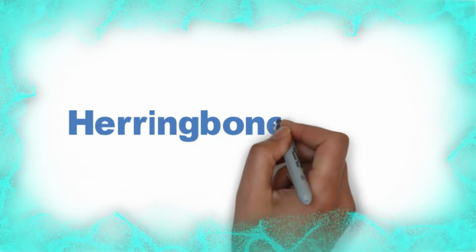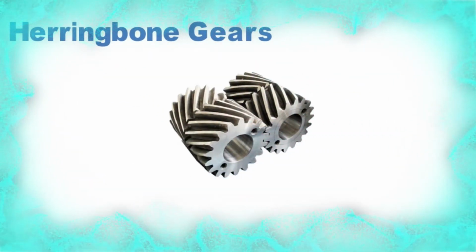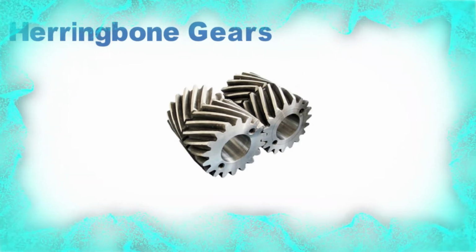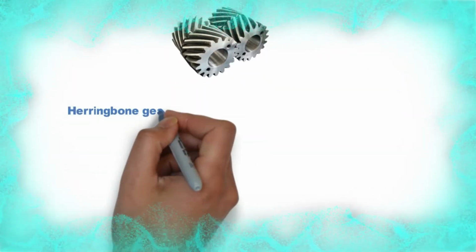Herringbone gears. Herringbone gears are also known as double helical gears. Herringbone gears are made of two helical gears with opposite helix angles, which can be up to 45 degrees.